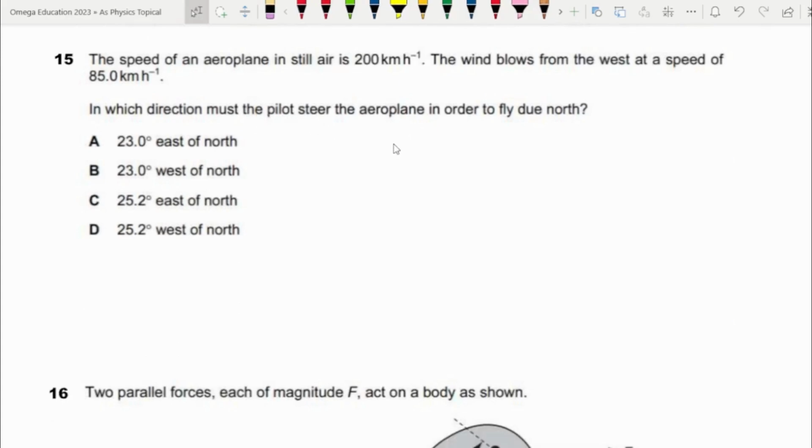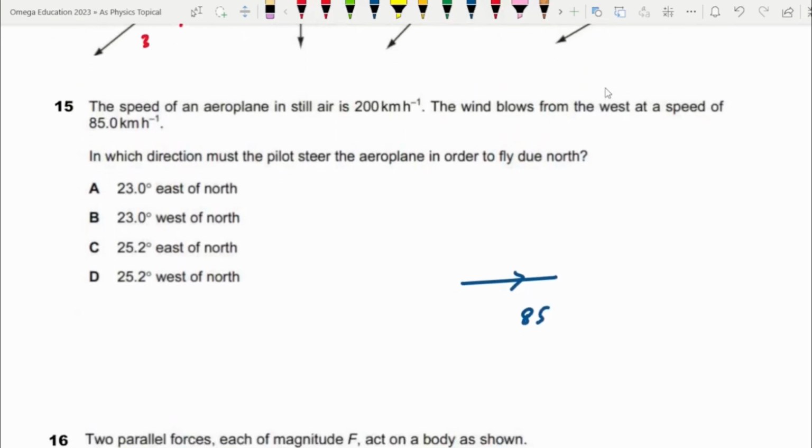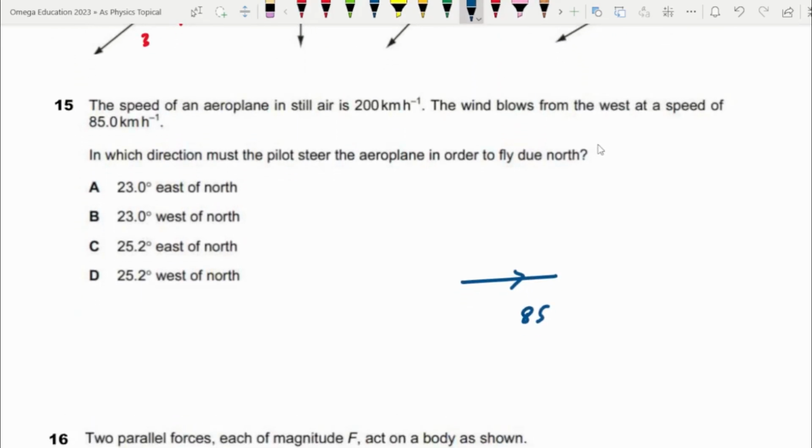The speed of the airplane is 200. Okay, the wind blows from west at a speed of 85. From the west means towards east, and the vector is 85 kilometer per hour. In which direction must the pilot steer the airplane in order to fly due north? So he needs to fly towards north. So this is the resultant vector, because at the end of the day the pilot needs to travel towards the north. So this has to be the resultant vector.